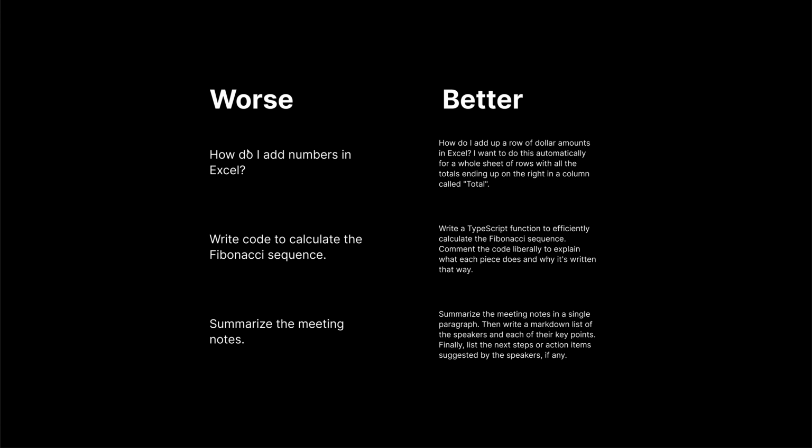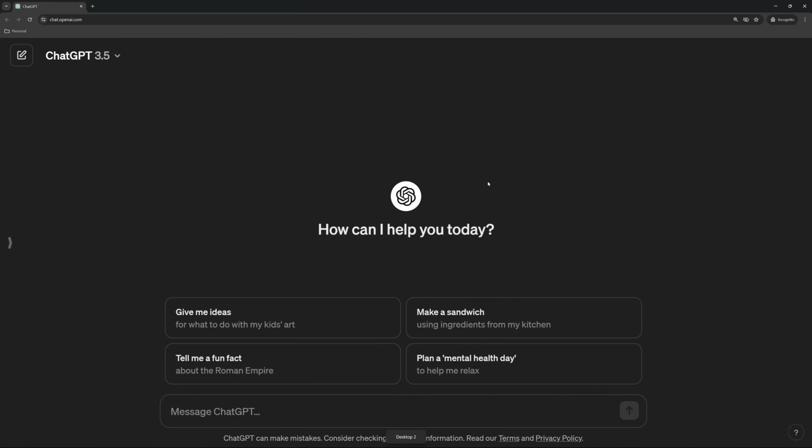So for the worse version, we can just ask our model, how do I add numbers in Excel? For the better version, we can provide this entire prompt. Once again, we have a worse version, like write a code to calculate the Fibonacci sequence, and you don't have to worry about what a Fibonacci sequence is. And we can also ask our model, summarize the meeting notes, and that's not the better way. The better ways are these, which you can see right here. And I'm not going to even bother reading through all of them because it's going to just waste a lot of your time. So now let me just try this out.